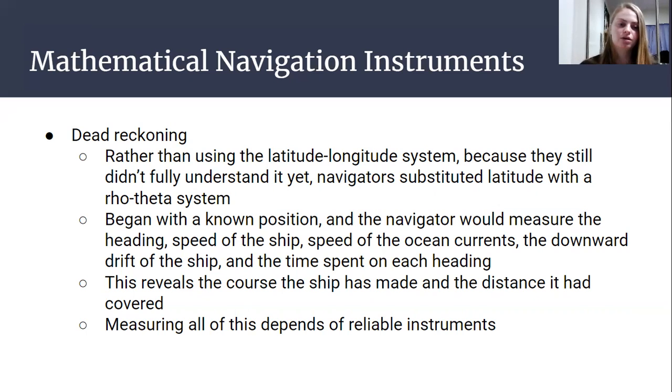So they began with a known position, and the navigator would measure the heading. So the heading is the direction that the front of the ship is facing. They would also measure the speed of the ship, the speed of the ocean currents, the downward drift of the ship, and the time spent on each heading. And so just think about that. It's kind of interesting to wonder how they were able to measure each of those things. And so they were able to do this using reliable instruments, which I will talk about a little bit later.